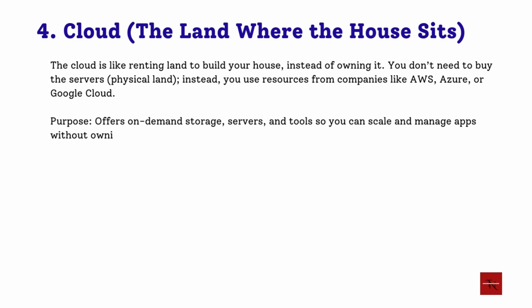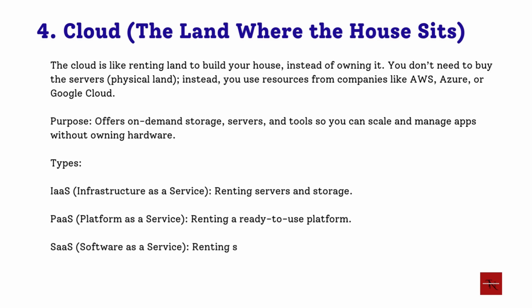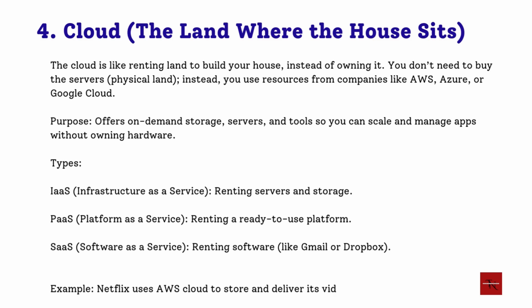They provide three types of services: infrastructure as a service, platform as a service, and software as a service. Infrastructure as a service is like renting servers and storage, platform as a service is like renting a ready-to-use platform, and software as a service is like renting software like Gmail or Dropbox. Example: Netflix uses AWS Cloud to store and deliver its videos to users worldwide.